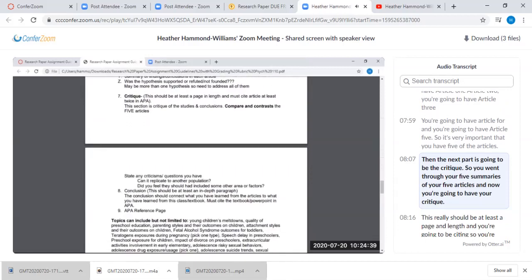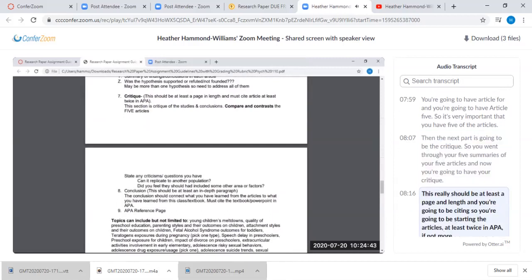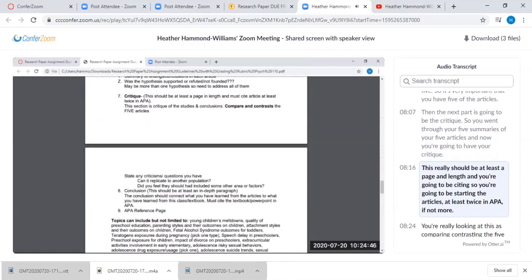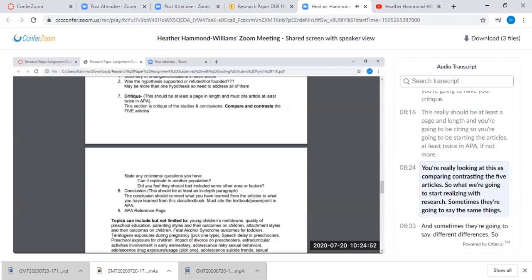So you went through your 5 summaries of your 5 articles, and now you're going to have your critique. This really should be at least a page in length, and you're going to be citing the articles at least twice in APA, if not more. You're really looking at this as comparing and contrasting the 5 articles.